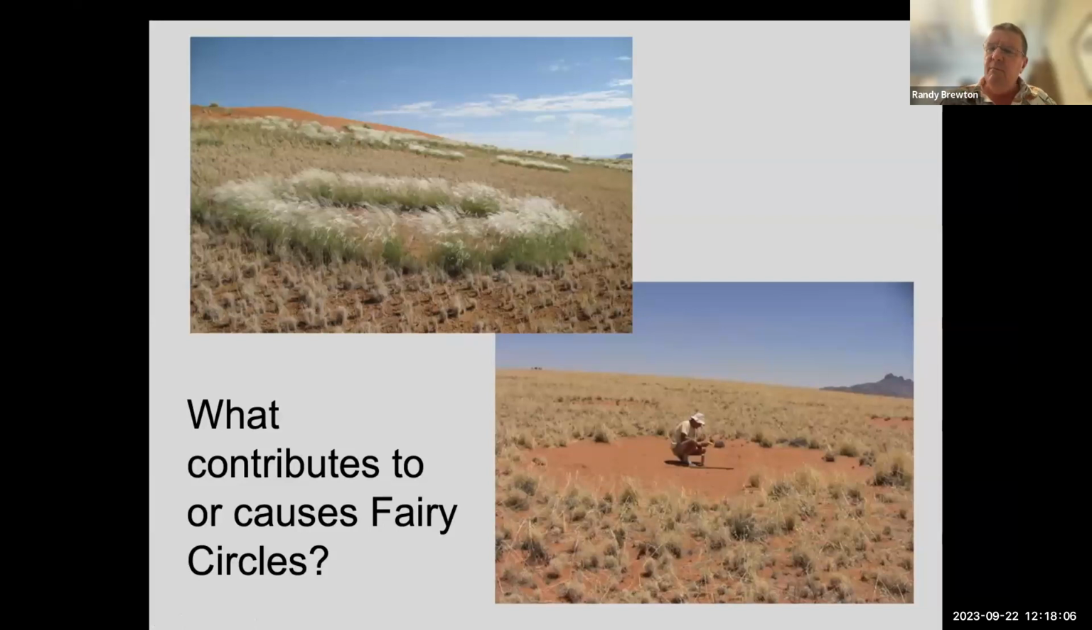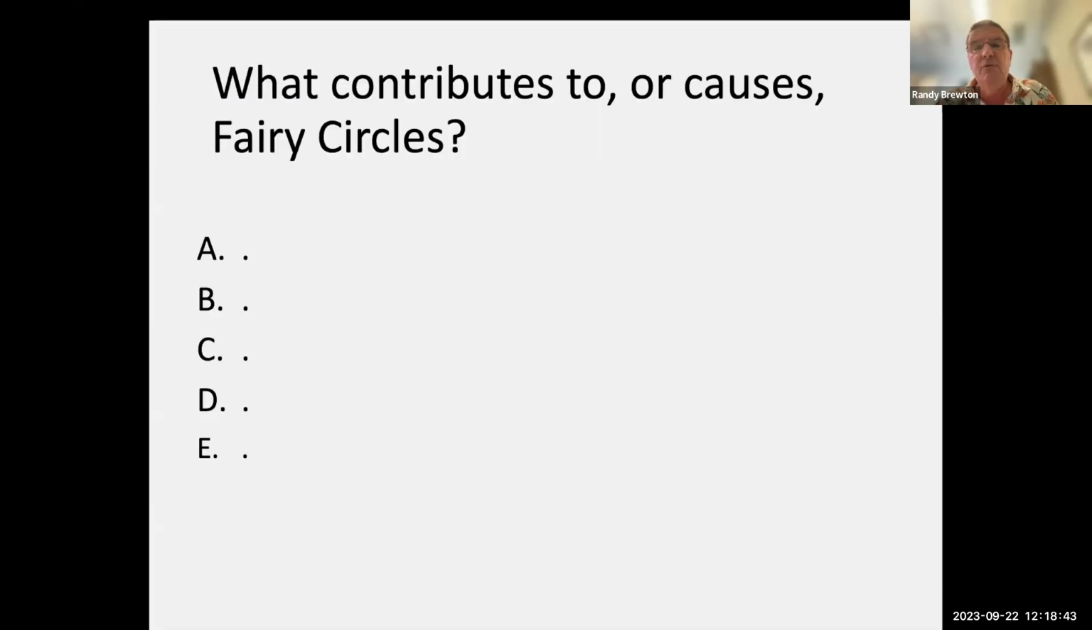Depending on the time of the year, the grass is either really stunted and dried back at the dry part of the year, but when there's been some rain, you can tell there's a different type of grass that seems to be circling that dirt that's in the middle of those fairy circles. What causes these things? Okay, now here, I want you to put into the chat, if you would, what do you think contributes to or causes fairy circles?